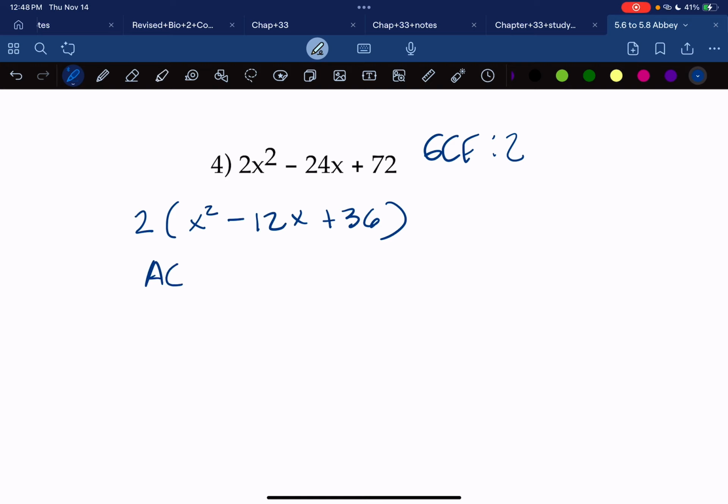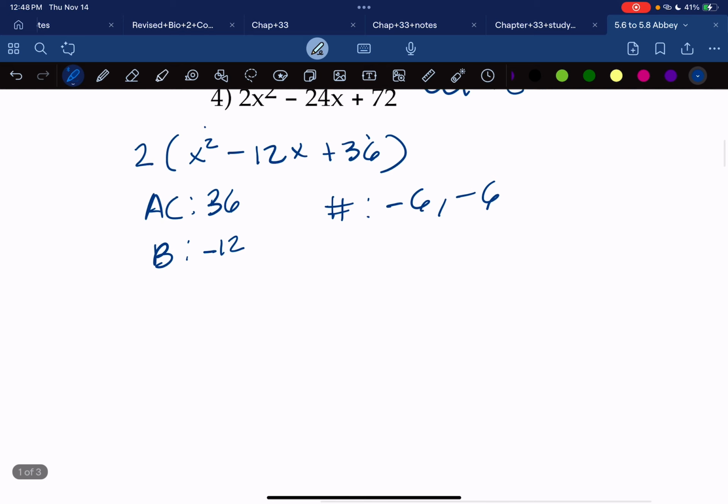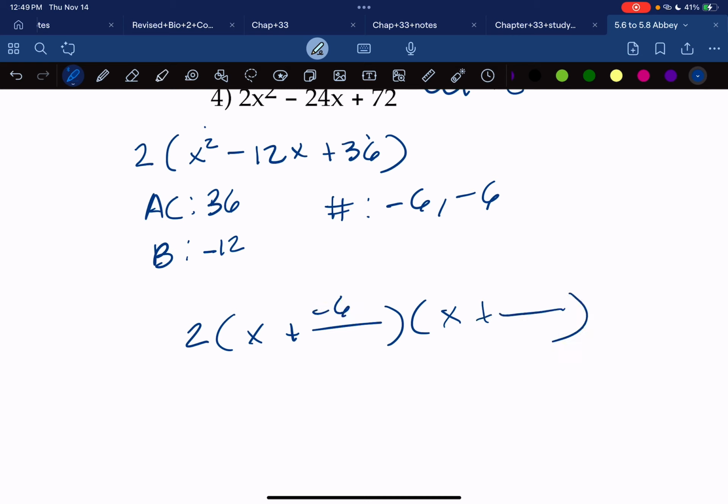Now once again we can do a, c, and b. A times c is going to be positive 36. There's a 1 in front of here. And our b is going to be negative 12. We have to find two numbers that can multiply to be 36, positive 36, and can add up to be negative 12. In this case it is negative 6 and negative 6. And as we've been doing, 2, which is a greatest common factor, out in front, and then x plus blank over blank, x plus blank over blank, numbers on top, the ones that we found.